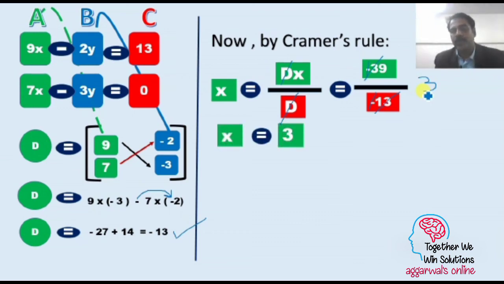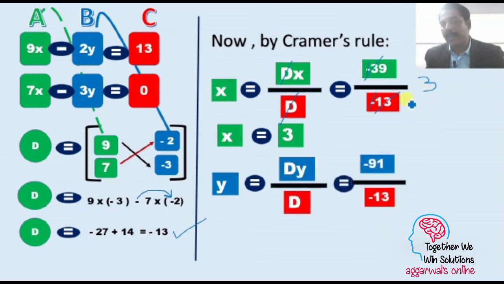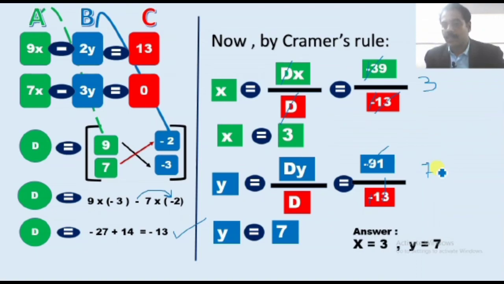The same logic can be used to find the value of y. So let's find the value of y. Y equals dy by d. What is the value of dy? We have calculated it, that is minus 91, and d is minus 13. Cancelling minus from both sides, 13 7s are 91. So the value of y equals 7. So ultimately the final answer is x equals 3.